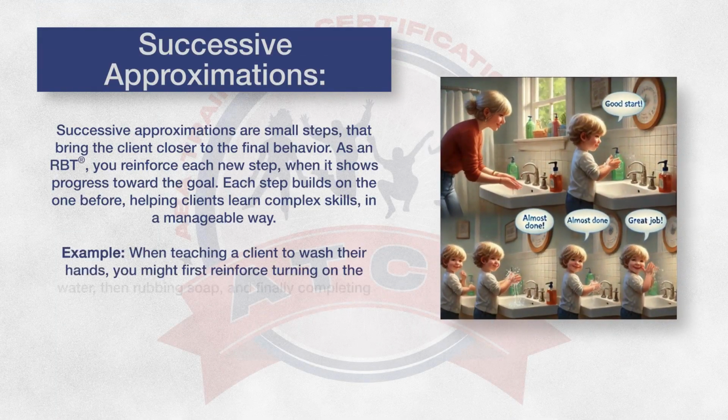Successive approximations. Successive approximations are small steps that bring the client closer to the final behavior. As an RBT, you reinforce each new step when it shows progress toward the goal. Each step builds on the one before, helping clients learn complex skills in a manageable way. Example: when teaching a client to wash their hands, you might first reinforce turning on the water, then rubbing soap, and finally completing the full routine.